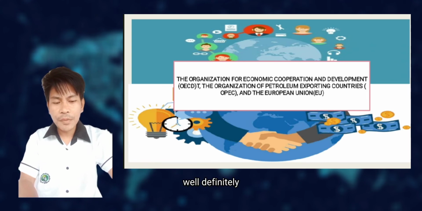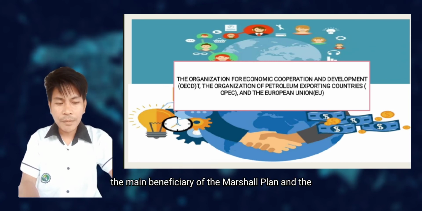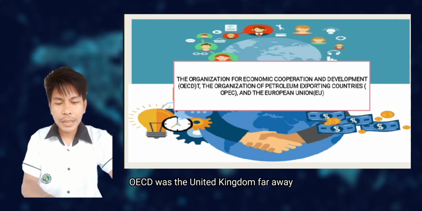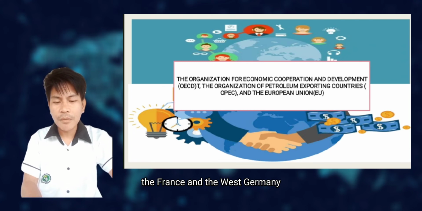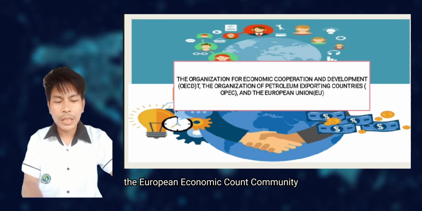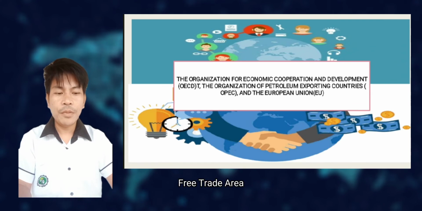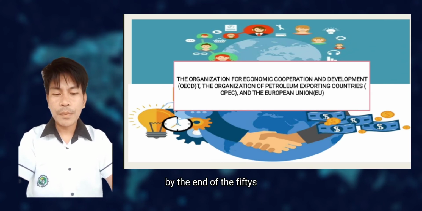While definitely not enough to fix Europe's problems, it helped tremendously. Think of it as an important ingredient, not a miracle solution. The main beneficiary of the Marshall Plan and the OEEC was the United Kingdom, followed by France and West Germany. With the help of the OEEC, the European Economic Community, which is today the European Union, established a European free trade area by the end of the 50s.